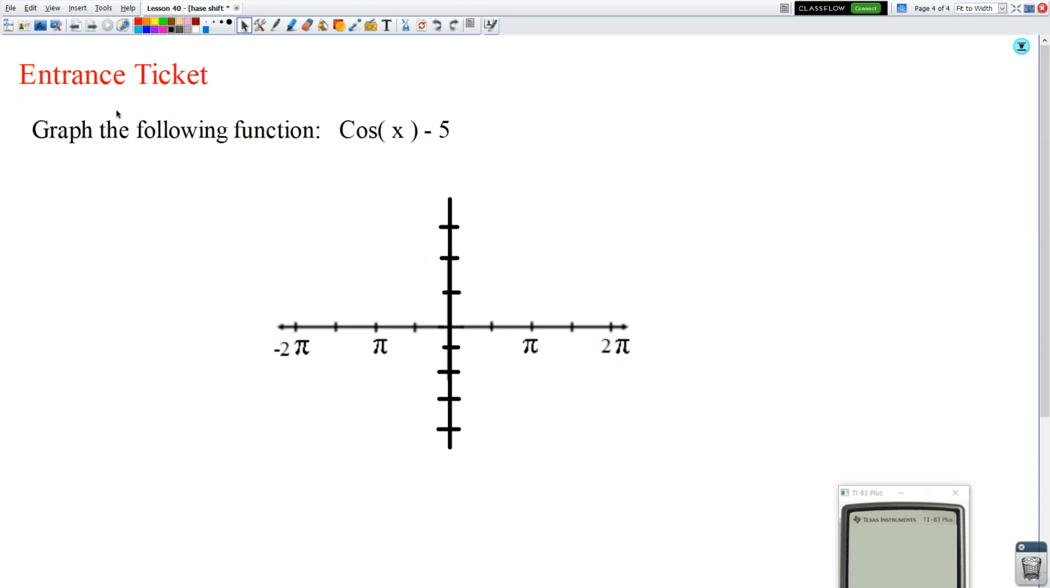So now, here's your entrance ticket. Graph the following function.